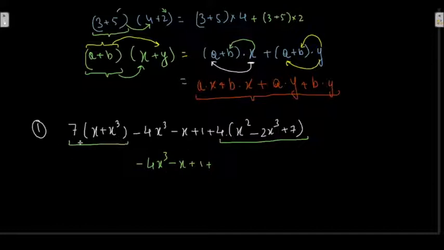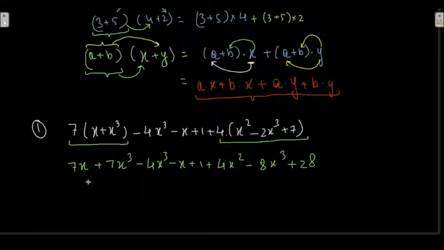Now solving this bracket, it becomes 7x plus 7x cube. Here this 4 gets multiplied by each of these terms, so it becomes 4x square minus 8x cube plus 4 into 7, 28. Now what we do as a next step is we just bring down the like terms.